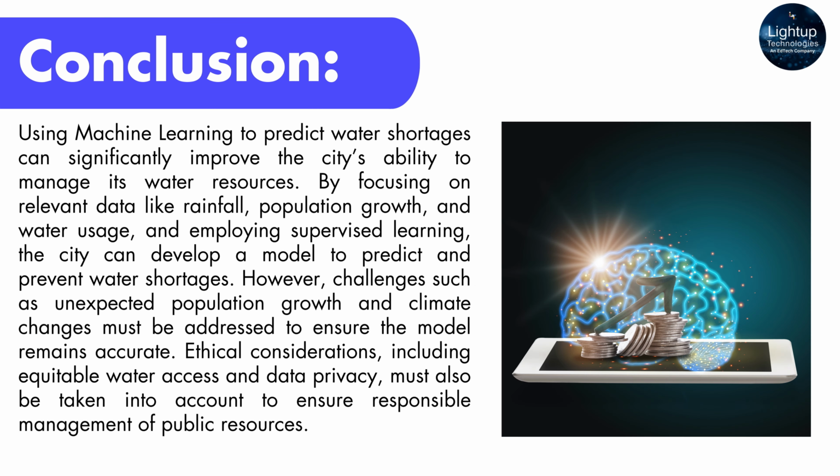Conclusion: using machine learning to predict water shortages can significantly improve the city's ability to manage its water resources. By focusing on relevant data like rainfall, population growth, and water usage, and employing supervised learning, the city can develop a model to predict and prevent water shortages. However, challenges such as unexpected population growth and climate changes must be addressed to ensure the model remains accurate. Ethical considerations, including equitable water access and data privacy, must also be taken into account to ensure responsible management of public resources.